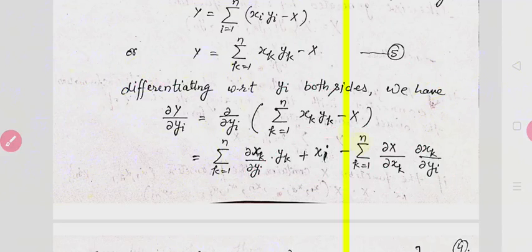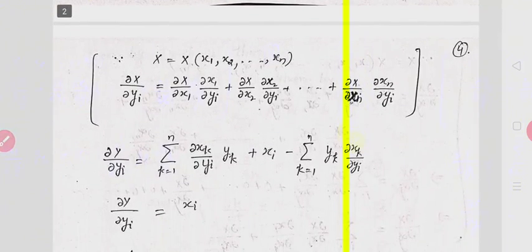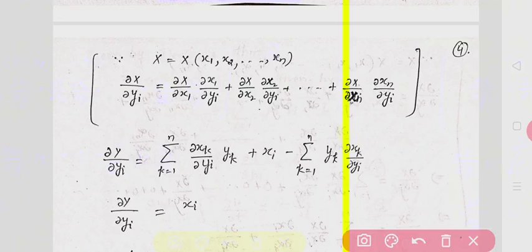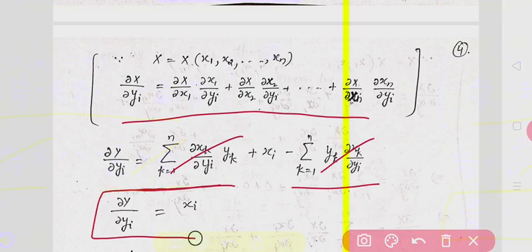This explanation is given below, you can check that. When you find the derivative of capital X with respect to yi, it will be this one, which we used, and ∂Y/∂yi, when you place this value, it will be this one. Same sign or opposite sign, they cancel out, and it will be xi. So that means we proved that ∂Y/∂yi will be equal to xi. So this inverse transformation we have proved.